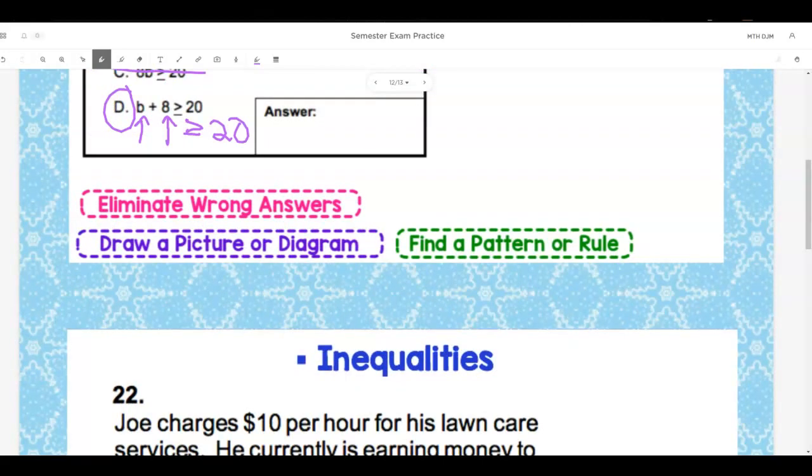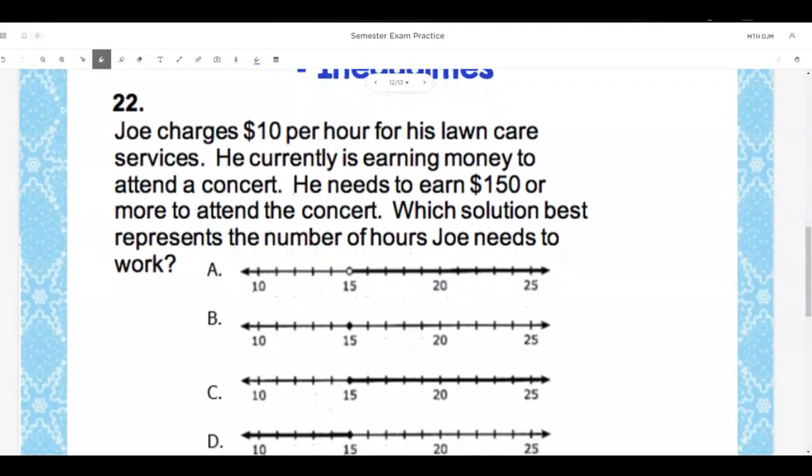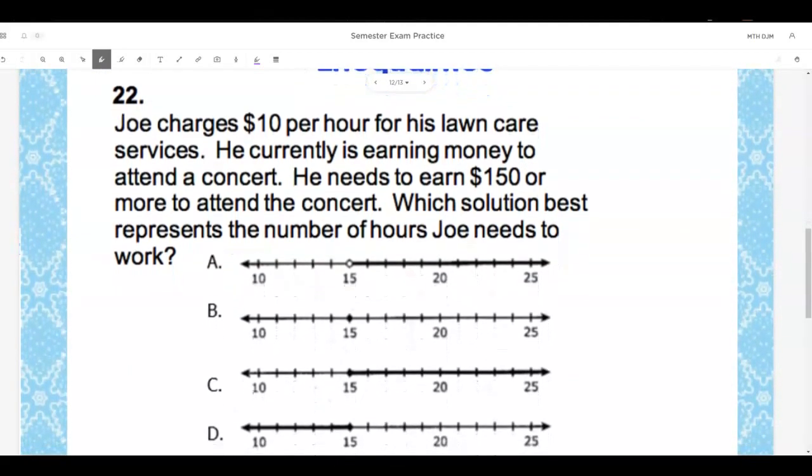More inequalities. All right. Joe charges $10 per hour for his lawn care services. He currently is earning money to attend a concert. We don't need to know that. That's extra information. He needs to earn 150 or more. Oh, 150 or more. That tells me greater than or equal to. Okay, it can be 150 or more to attend the concert.